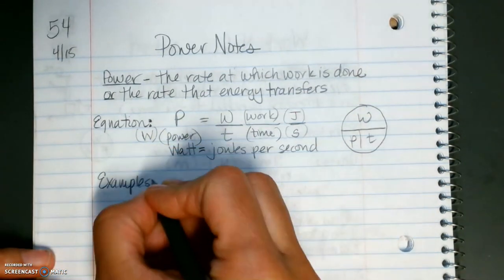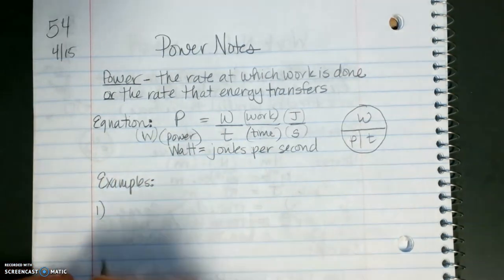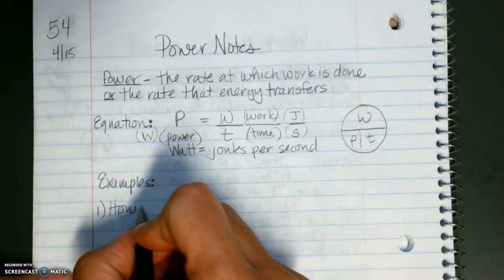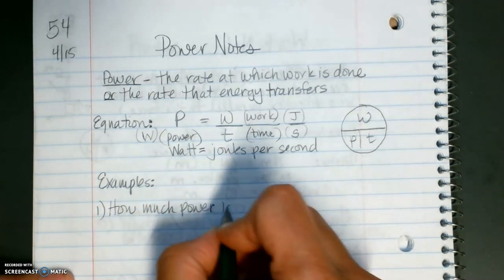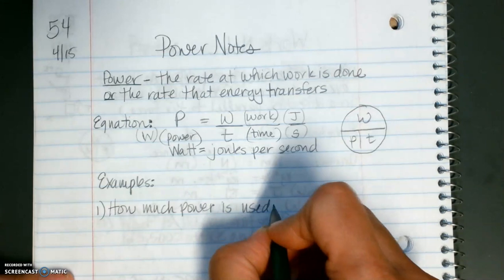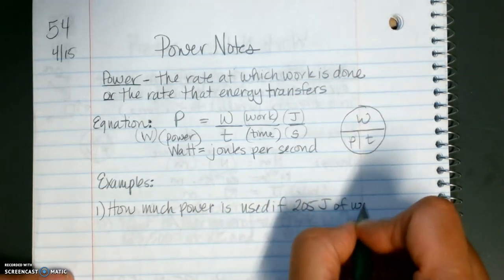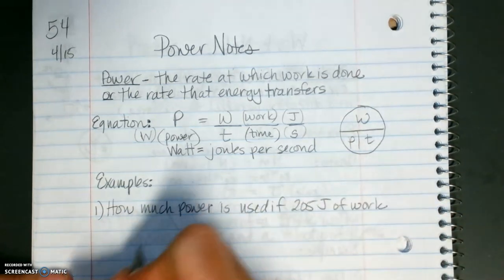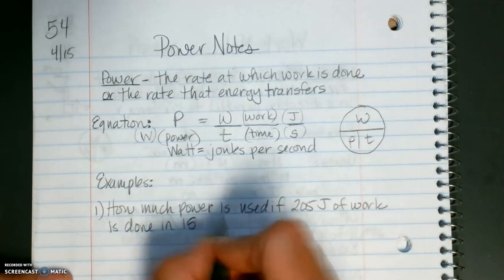So the first example is going to be one of the basic ones using our basic equation. So how much power is used if 205 joules of work is done in 15 seconds?